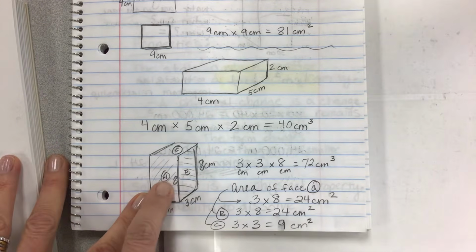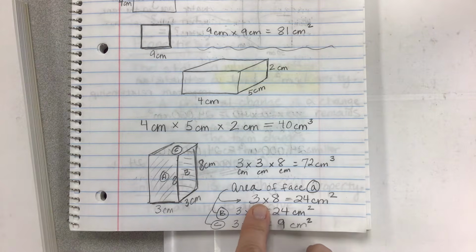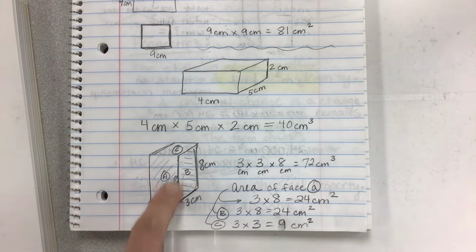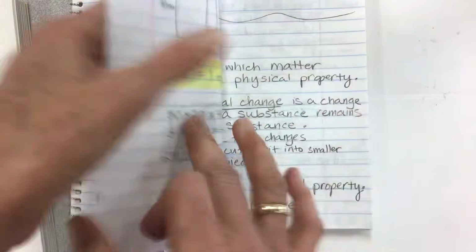How about face A? I don't know why I'm doing it backwards. Who cares? It's a little bit more fun this way. If you use A, it's going to be a 3 by 8. So just kind of a little bit of practice.